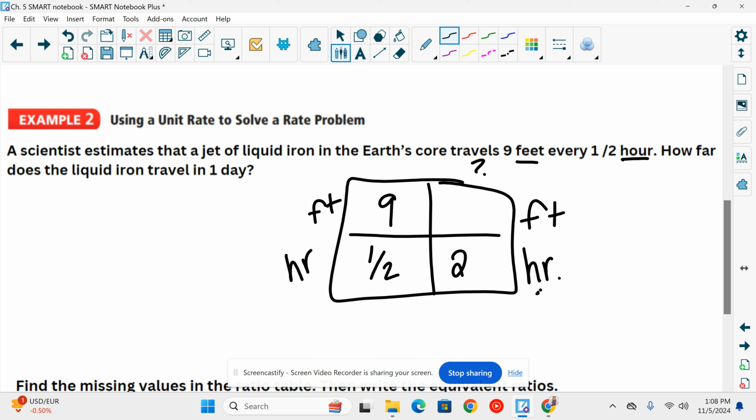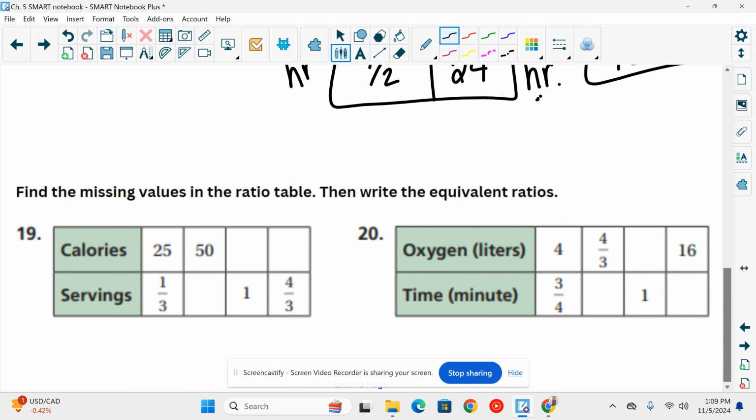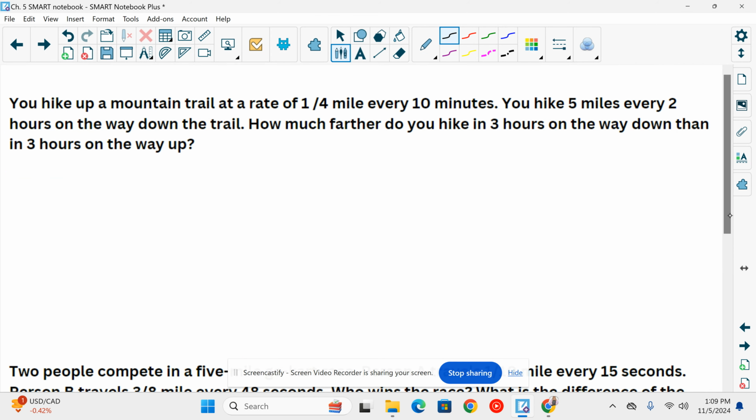24. If it helps you feel any better, when I did this initially by myself, I did not do the 24 because I was not paying attention. So, I fell for the trickery first too. So you know. I did it 24 times. So you should have gotten 432 feet in one day.